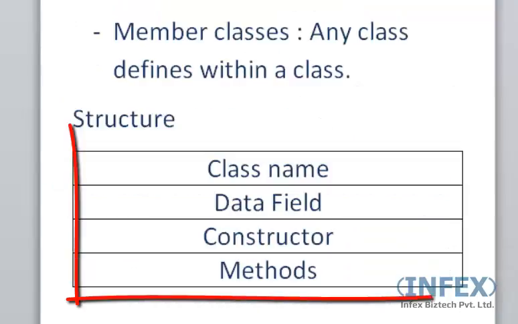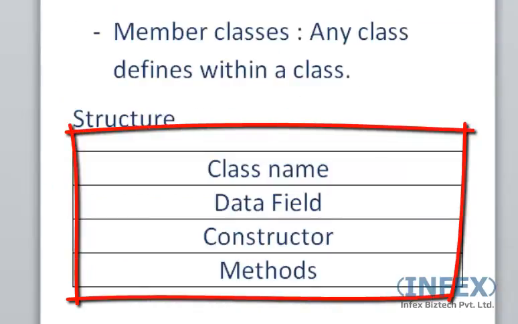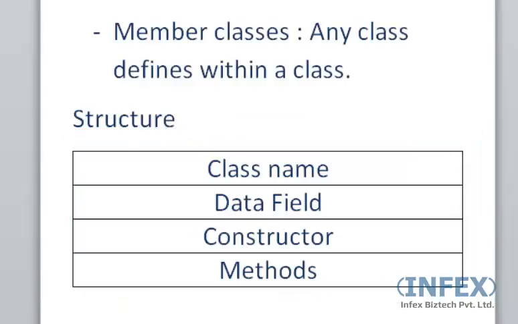Here is the structure of a class. First of all, you should give the name of the class. Then data fields. In the data field section, you should declare some variables of the class. Then the constructor, mainly used to declare the object. Methods. Methods are used to perform any task.